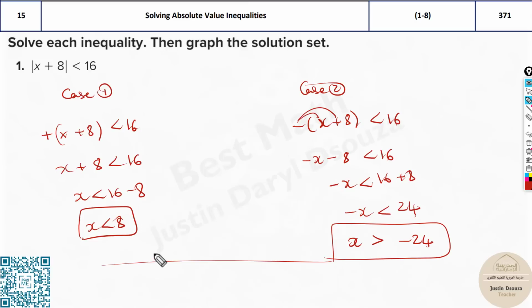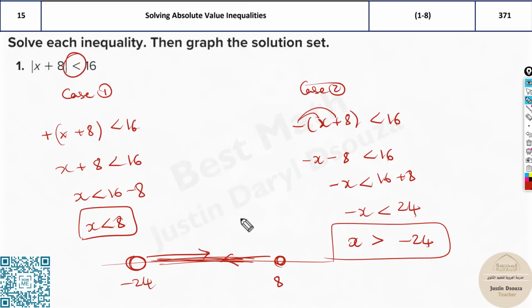And then we need to graph them because they have told us to graph the solution set. So your answer might be in the options of 4 graphs. Which are the graphs? 8. Where is 8? Somewhere over here. And there is minus 24 somewhere over here. Minus 24, positive 8. You can see x is less than 8, so it goes to the left, and it's greater than minus 24, it goes to the right. So all this region is the solution region.